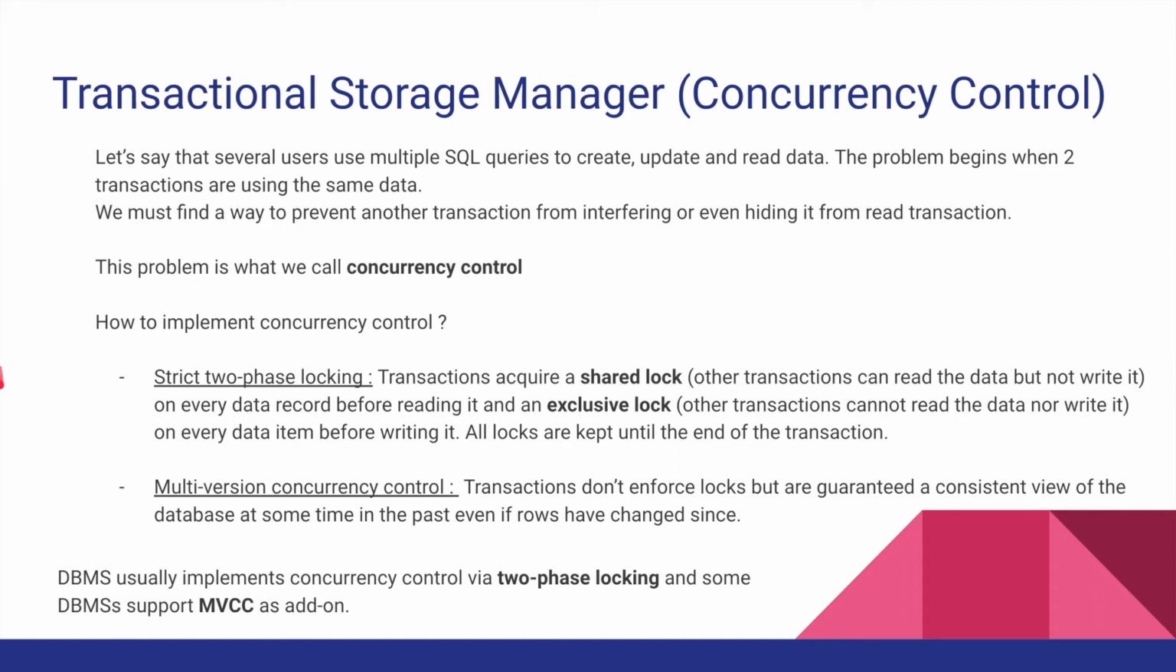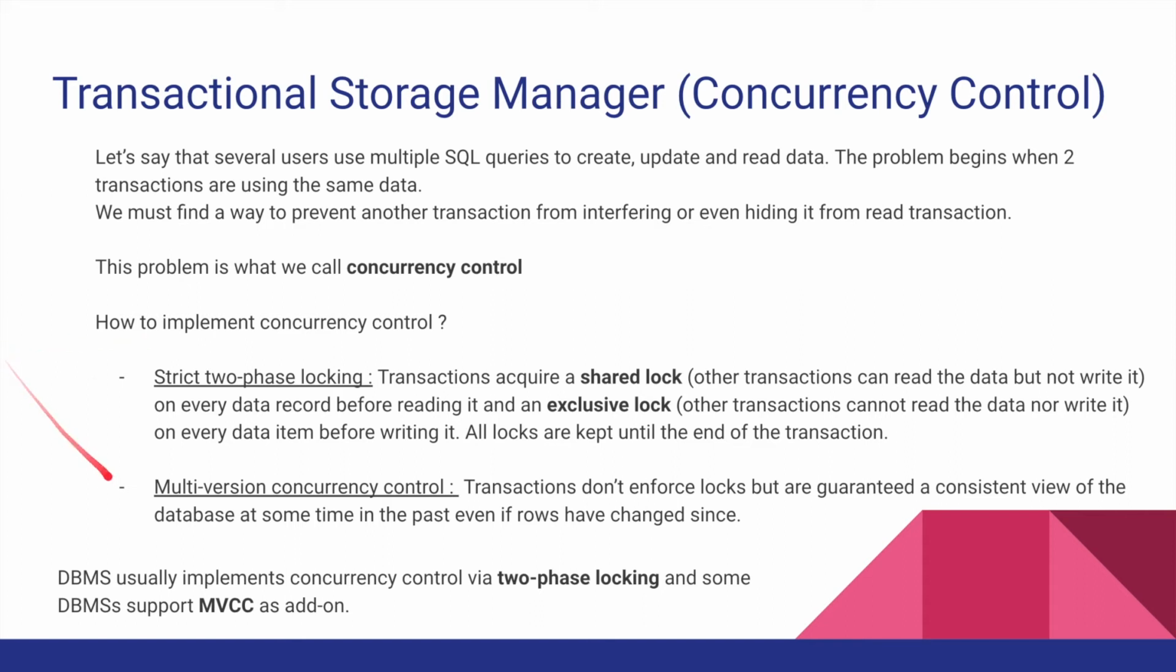The first one is strict two-phase locking. Transactions put a shared lock on every data record before reading it. It means that it allows read transactions but blocks write transactions. And afterwards, it can also put an exclusive lock on every data record before writing it. And this exclusive lock allows neither a read transaction nor a write transaction. And all locks are kept until the end of the transaction.